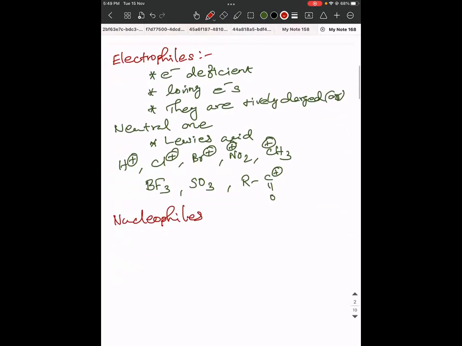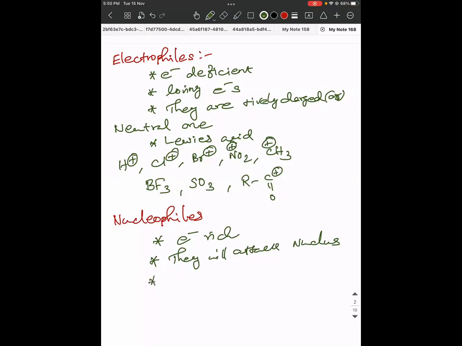So what is a nucleophile? The opposite to the first one. They are electron rich. They will attack the nucleus. So they are seeking the nucleus. This is nucleus level. They are electron rich, so definitely electron rich means ready to donate. So they will attack the nucleus.